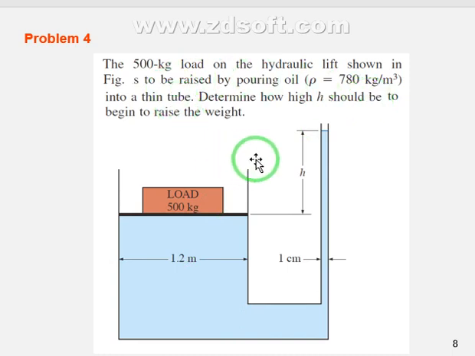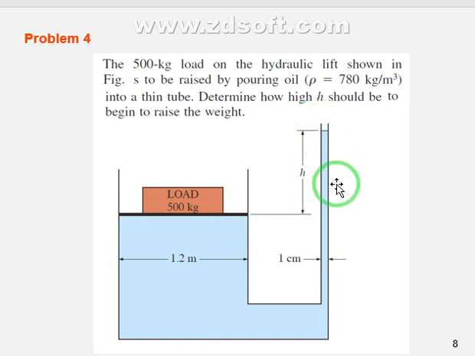This is the left side. In the right side, we have a thin tube. So we need to know how much the elevation, H, should be to produce the same pressure as the load. You can imagine that we can equalize this huge load by a small rise in this thin tube.